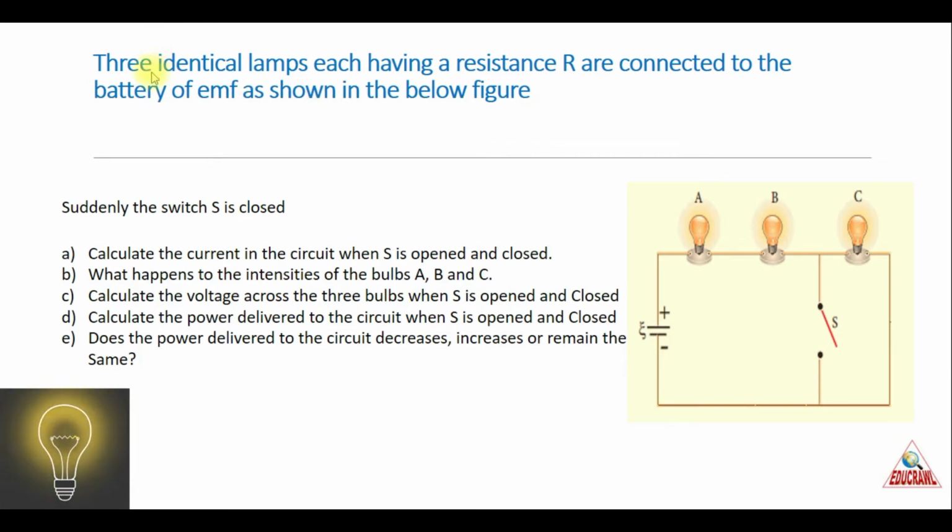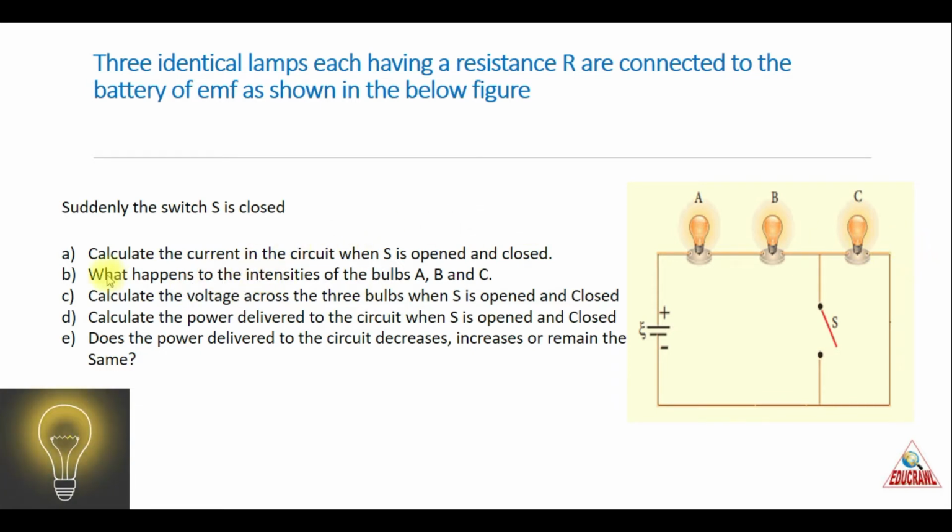The next problem. Three identical lamps, each having a resistance R, are connected to a battery of EMF as shown in the below figure. Calculate the current in the circuit when S is opened and closed. So when S is open, you have the current passing through the three bulbs. So the three bulbs will glow. Whereas when S is closed, you have the current passing through the first two bulbs only. So the first two bulbs will glow and C will not glow.